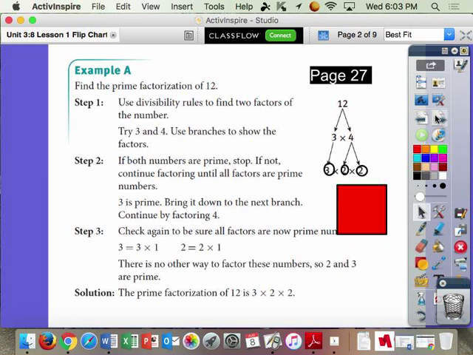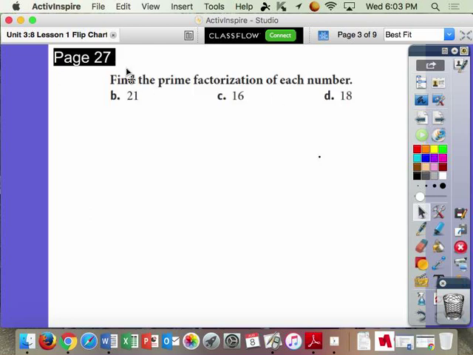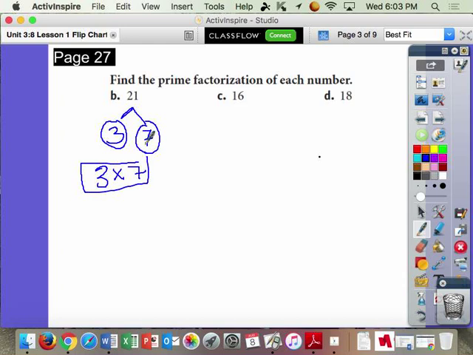All right, so let's do another example. Still on the same page, and if you do not have room to do these problems at the bottom, then feel free to use that green space on the right. Looking at 21, what two numbers multiply together to get 21? 3 and 7. Is 3 prime? Yes, so we're going to circle it. Is 7 prime? Yes, so we are going to circle it. So 3 times 7 is the prime factorization of 21.